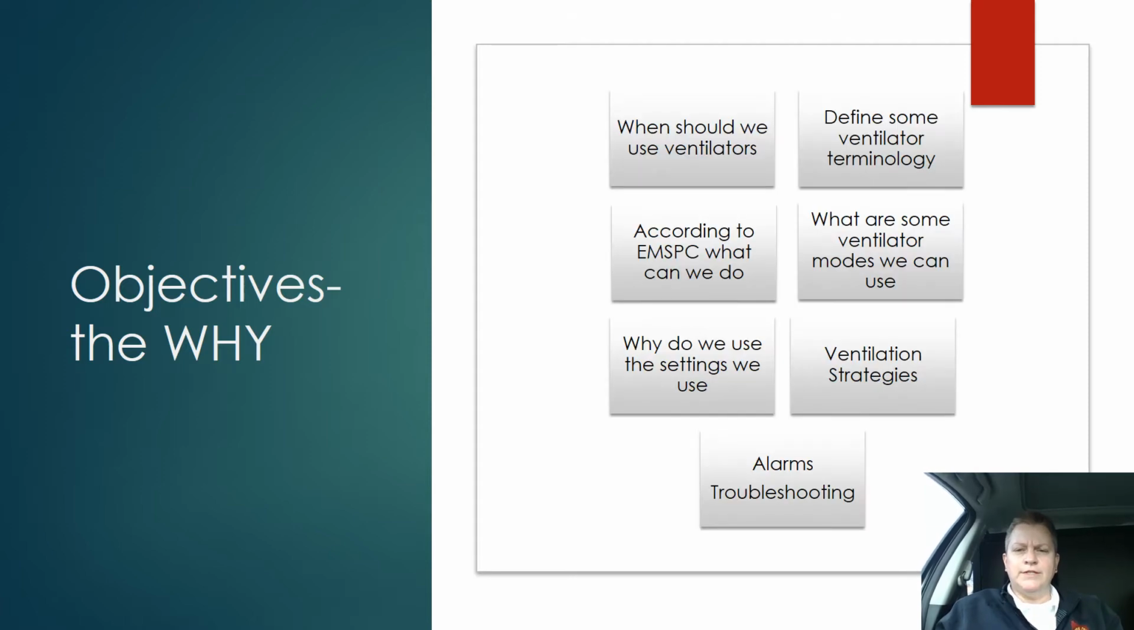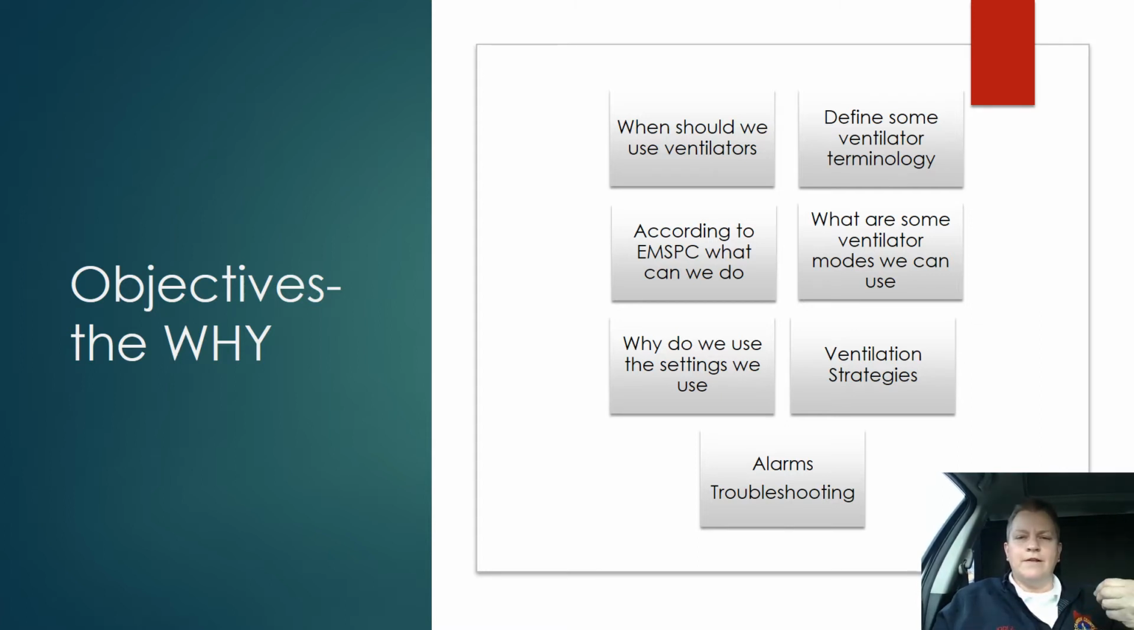So listing some of the objectives we're going to go over. When should we use ventilators? Of course, we should be using ventilators on our patients that are already vent dependent. We get the numbers and the tidal volume and the FiO2 and the respiratory rate and the PEEP and all those settings. That's easy. We don't have to think about that. We do have to troubleshoot if something goes wrong, but we don't have to figure out the vent settings. They're already done.